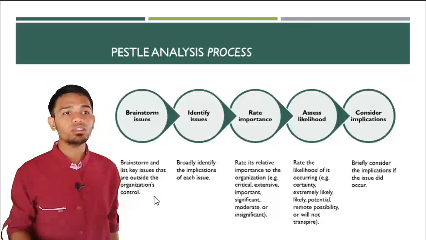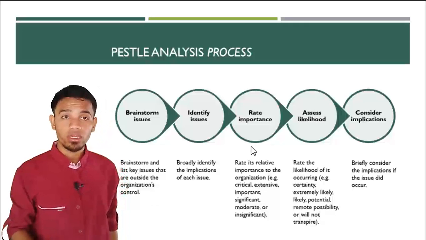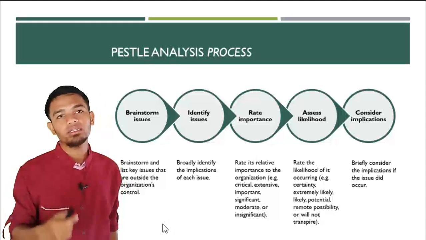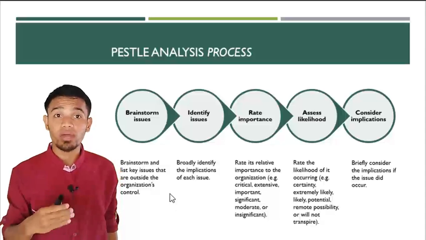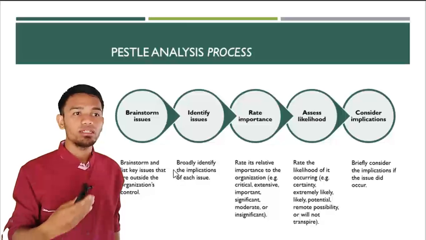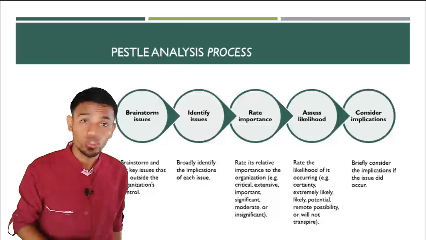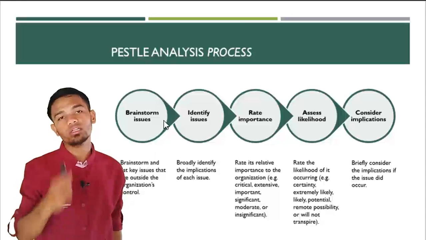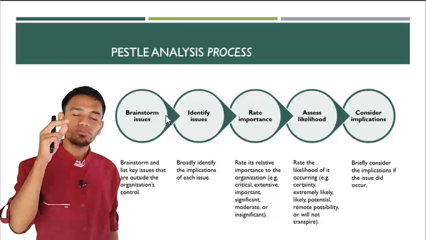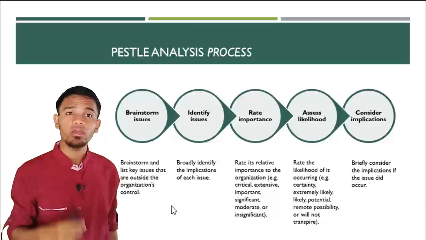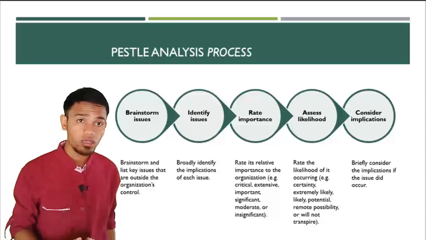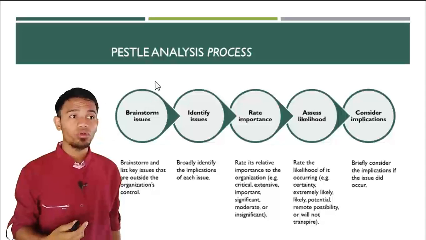And the last one is you have to consider the implications. You have to conclude here what is the very possible thing that might happen after considering the rate of importance and the likelihood to happen. Here you will conclude what the issue is and what the implications are, especially to our company, and when, because you have analyzed the likelihood to happen, whether in 1 month, the next week, or whatever.